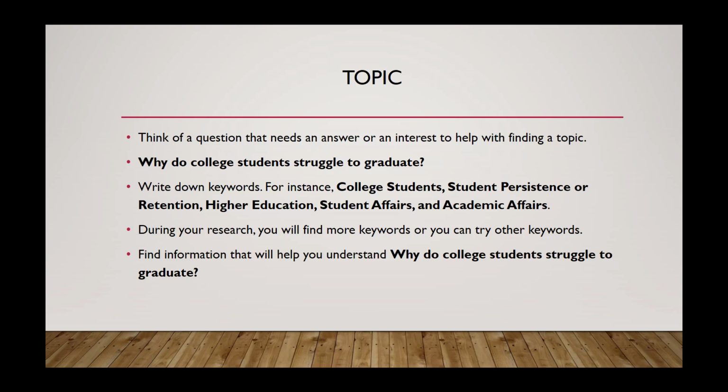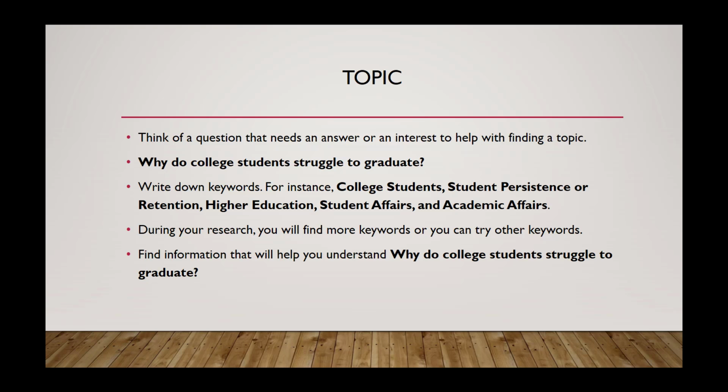First of all, we begin with a research topic. Some of you may already have a research topic, but if you don't, some ways to think about a research topic is to think about what questions need to be answered, or what kind of interest you have. This would be ways to help you find a research topic. I have, for an example, why do college students struggle to graduate? So this is my question I want to find an answer to.